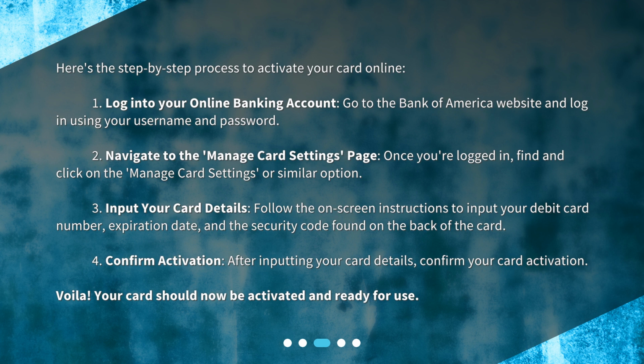3. Input your card details. Follow the on-screen instructions to input your debit card number, expiration date, and the security code found on the back of the card. 4. Confirm activation. After inputting your card details, confirm your card activation. Voila! Your card should now be activated and ready for use.